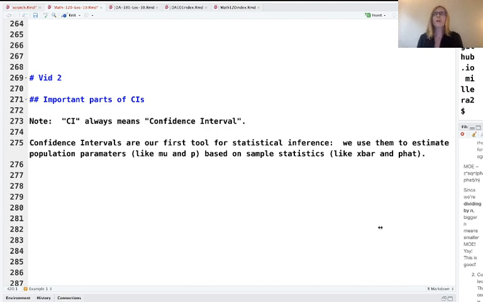In video 1, we talked about the basics of confidence intervals and constructed our first couple of confidence intervals. In today's video, I want to dig a little bit deeper into what these things are and some of the important concepts involved in confidence intervals.